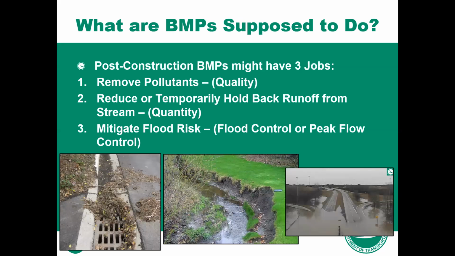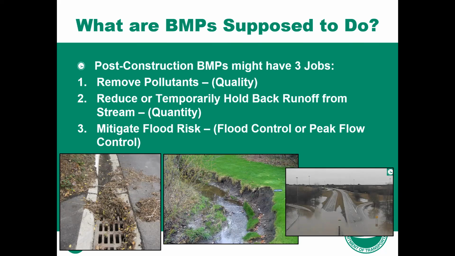So when we say BMPs, a lot of different people have a lot of different ideas of what that means. I want to break this into 3 jobs that your BMP may or may not have. One is to remove pollutants, which a lot of people think about, and I'm going to call that quality treatment. So improving the quality of the stormwater. The second one is to reduce or temporarily hold back runoff from the stream. And I'm going to call that quantity. And that's different from what a lot of cities think quantity is. You may think quantity is flood control, which I'm calling number 3.